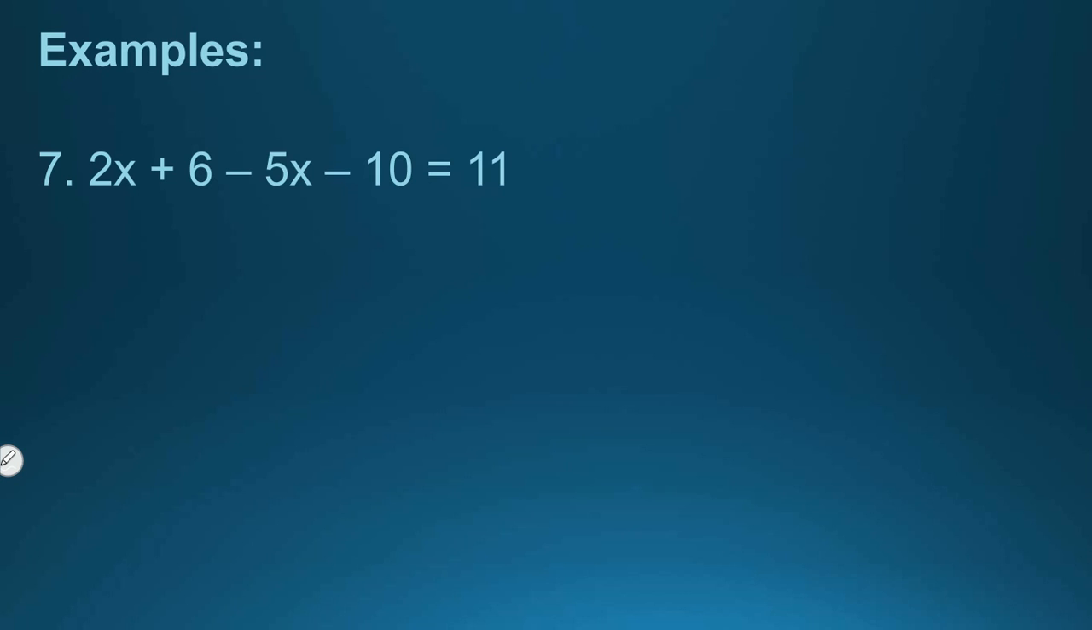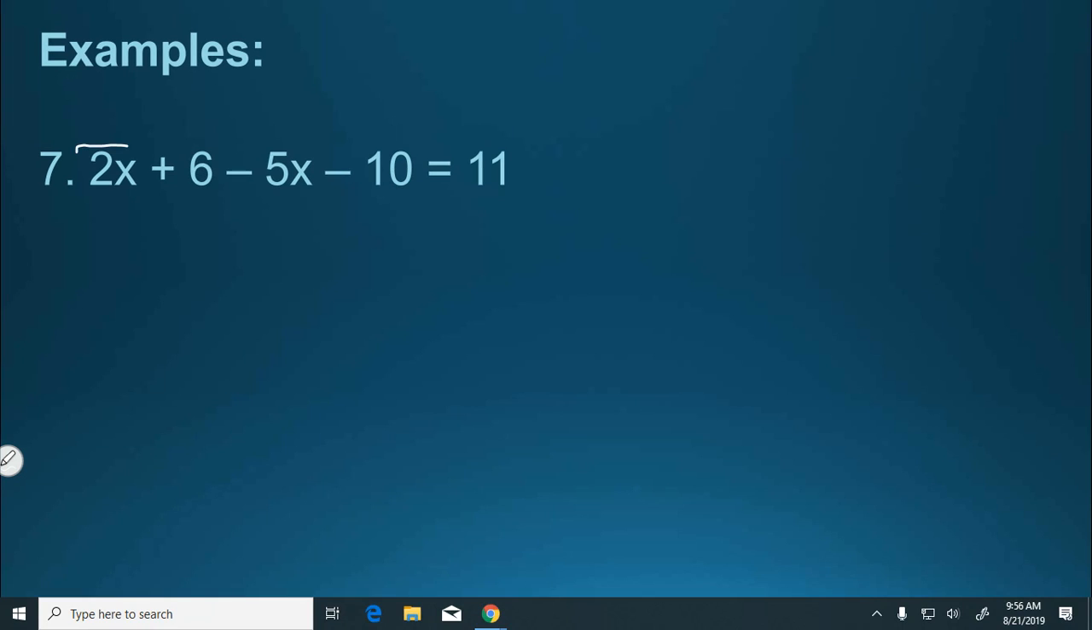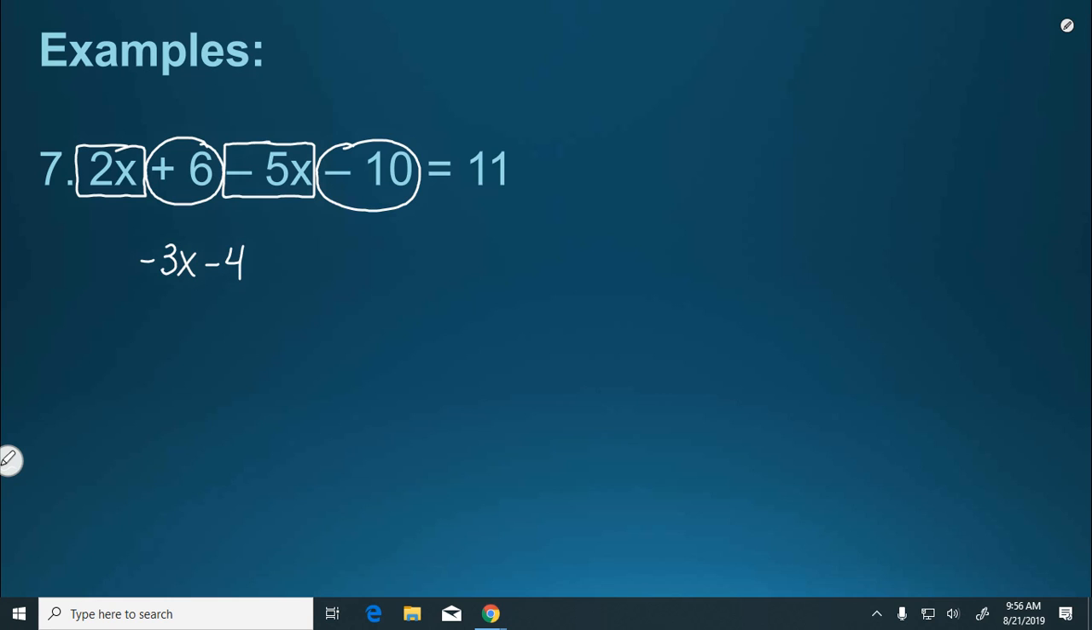Number 7, all right, now we don't have any parentheses. We just have a bunch of terms on the left-hand side that could be put together. So we have 2x and negative 5x. We're going to start by simplifying it by putting those together. 2x minus 5x is negative 3x. And then I have positive 6 and negative 10. 6 minus 10 is negative 4. So I have negative 3x minus 4 equals 11.